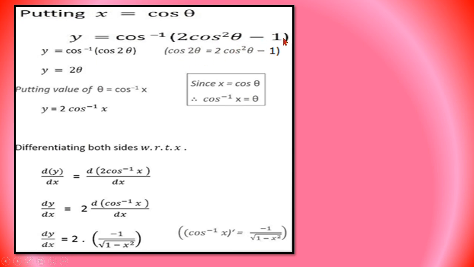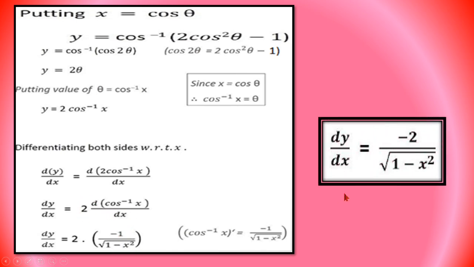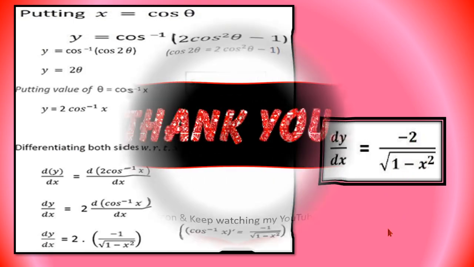2 cos square theta minus 1. This is one of the identities. Y is equal to 2 theta, and what is the value of theta? That is cos inverse x. And now we have simplified, so now differentiate. So 2 is constant, it will be outside, and the derivative of cos inverse x is this. So the final answer is minus 2 upon under root 1 minus x square.